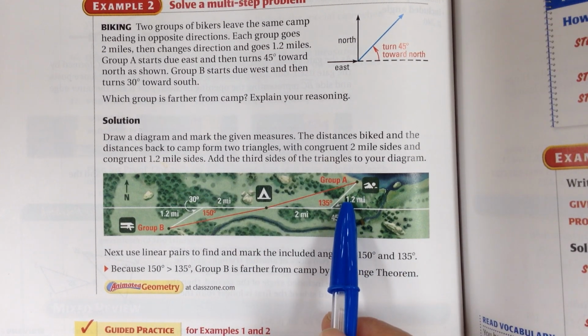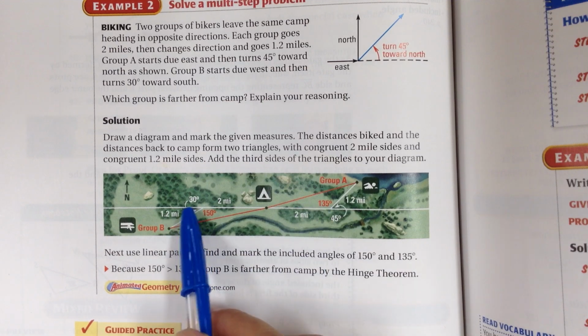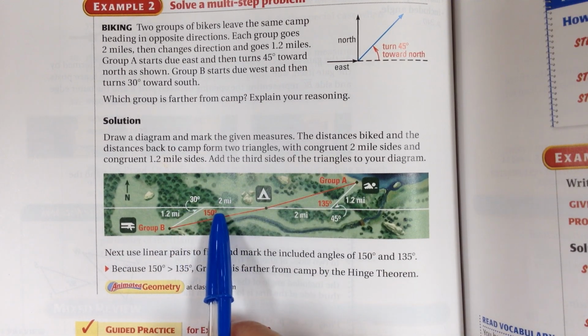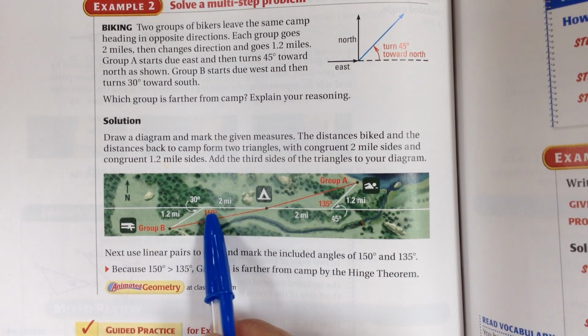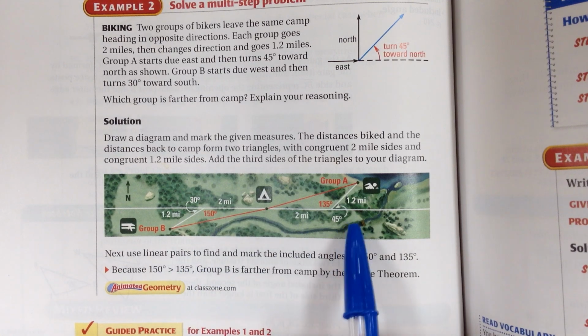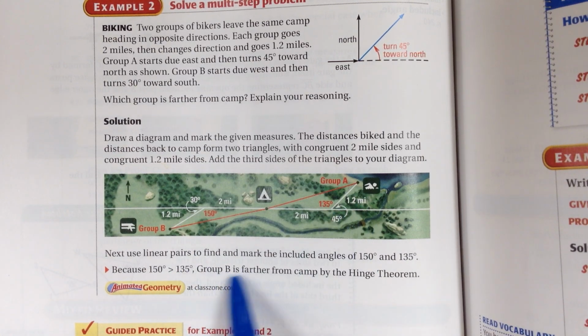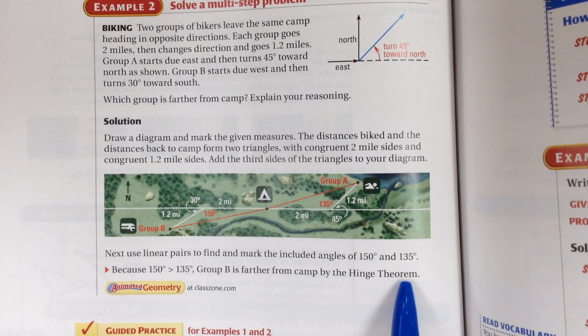Again, here's your 45. You find the 30 degree angle, the other one is 150, right? Now, because 150 is greater than 135 degrees, group B is further from the camp by the hinge theorem.